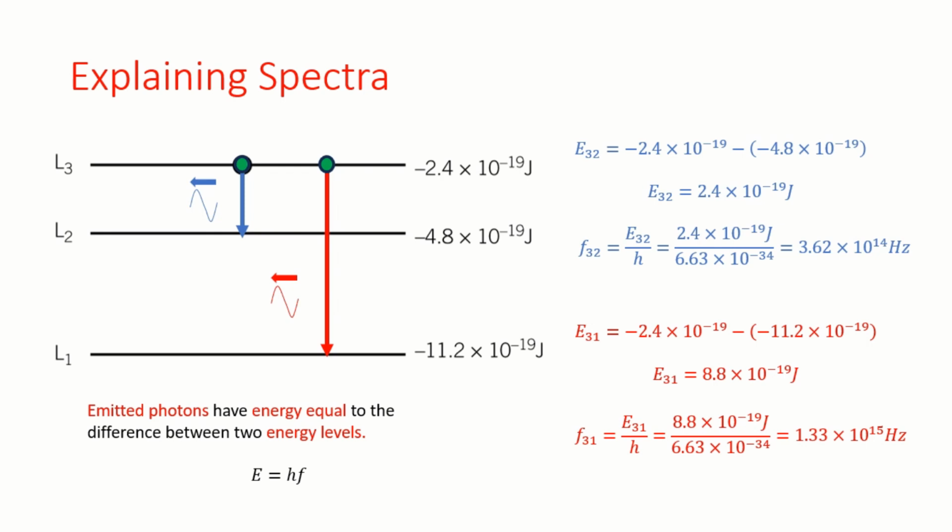However, you could also calculate the energy between L2 and L1. And if we, for example, had an L4 there, we could calculate the frequencies according to three more lines. And the more energy levels we add, the more lines we can add, and the more we can complete our emission spectra. So that brings us to the end of this video.